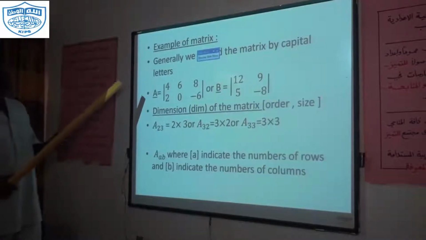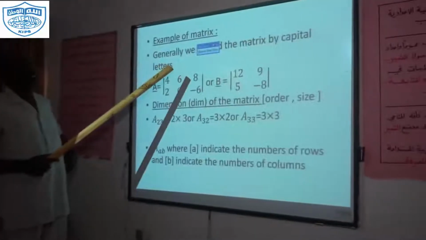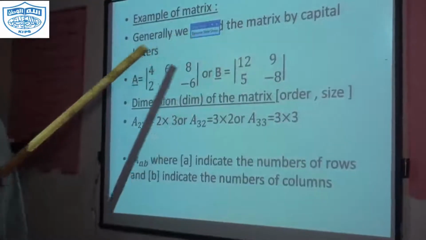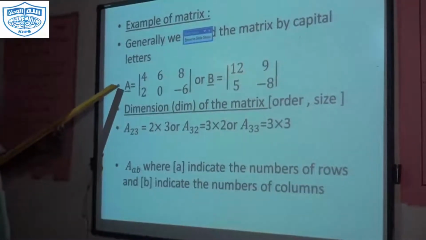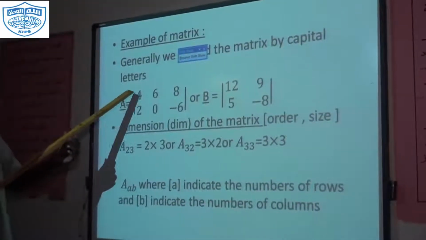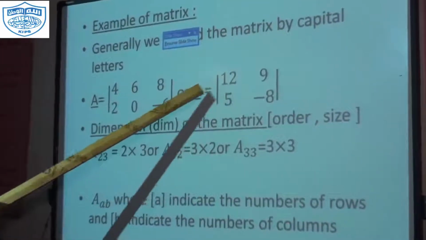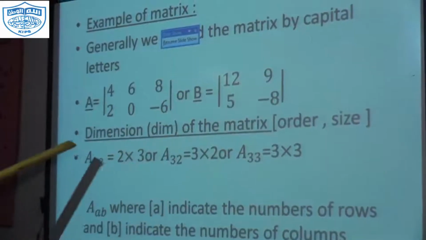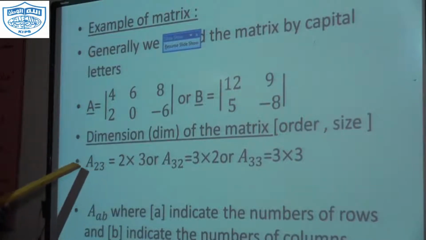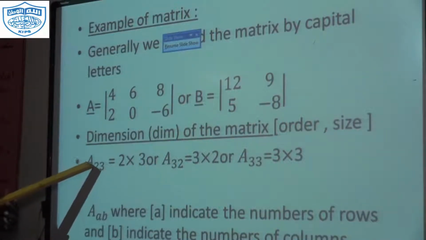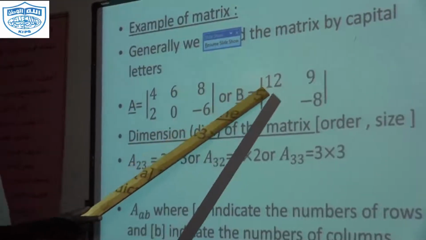Example for matrix. Generally we name the matrix by capital letters. It means that this matrix A contains 2 rows and 3 columns. This matrix B contains 2 rows and 2 columns. This is the dimension of the matrix A, 2 by 3. The dimension of matrix B is 2 by 2.